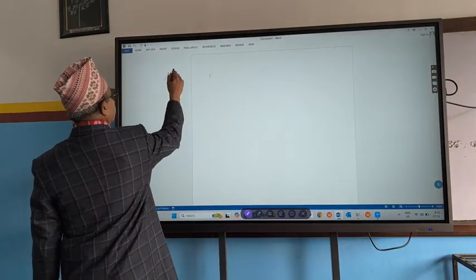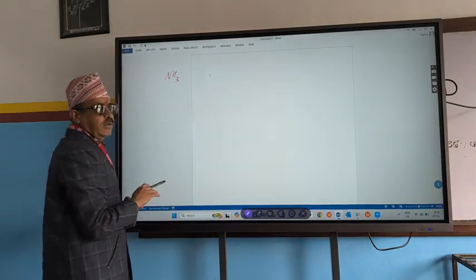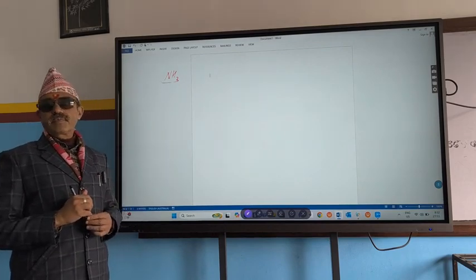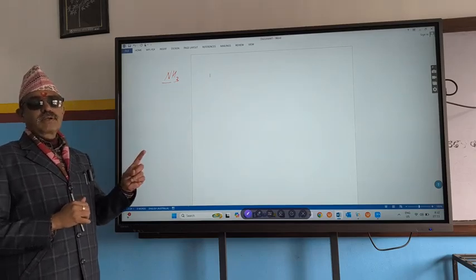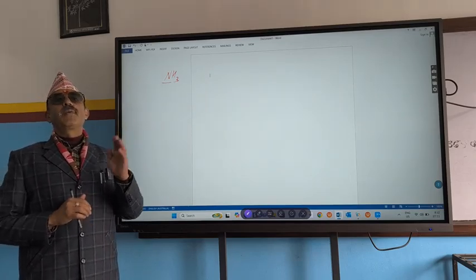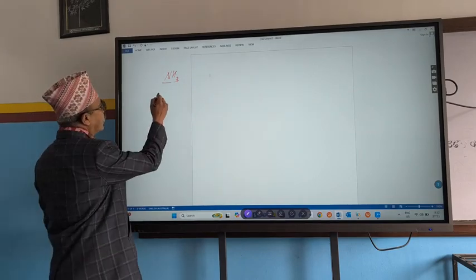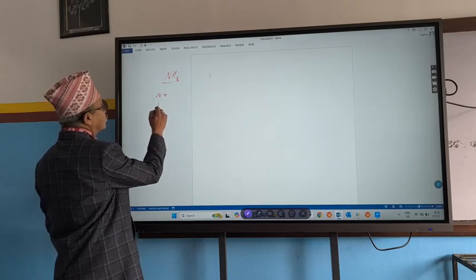NH3. Okay, children. You find out whether nitrogen is metal or non-metal. If the first one is non-metal, there is a covalent bond. What is there? Covalent bond. Now remember, nitrogen means, what is the electronic configuration?